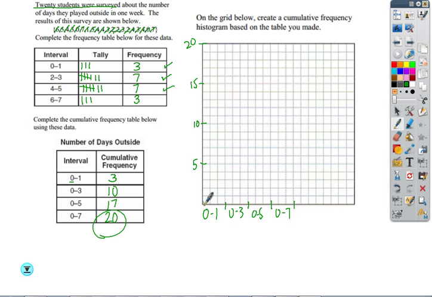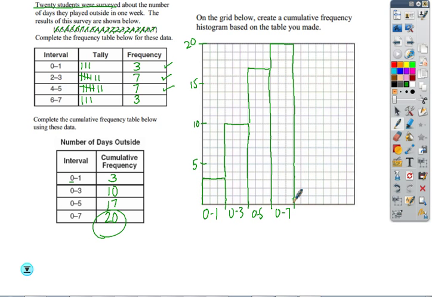There's 3 students between 0 and 1. So I make this go up to 3 to represent those 3 students. There's 10 students that played outside from 0 to 3 days. So this bar is gonna go all the way up to 10. And notice how each bar is the same width of 3 because I planned ahead. And then I got 17 students. That's 2 more than 15. And the last bar goes all the way up to 20.